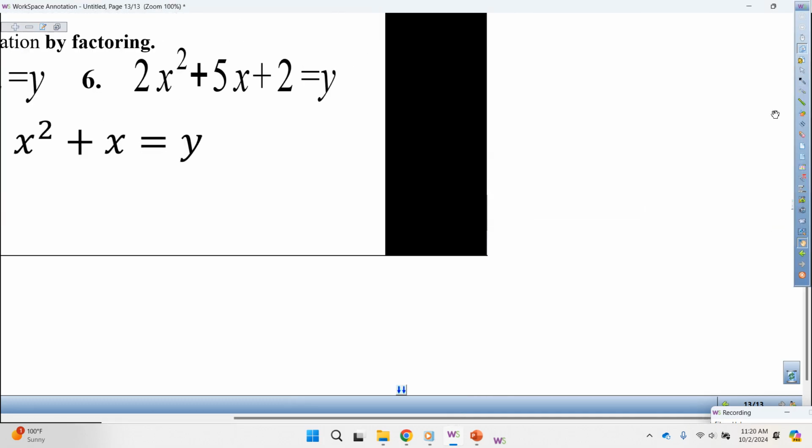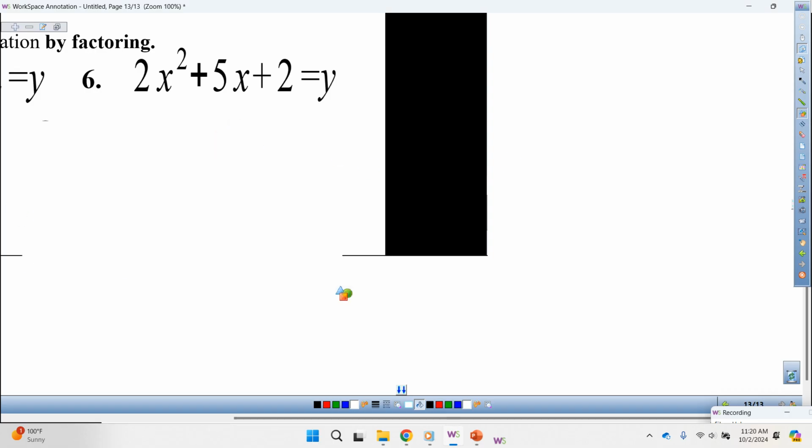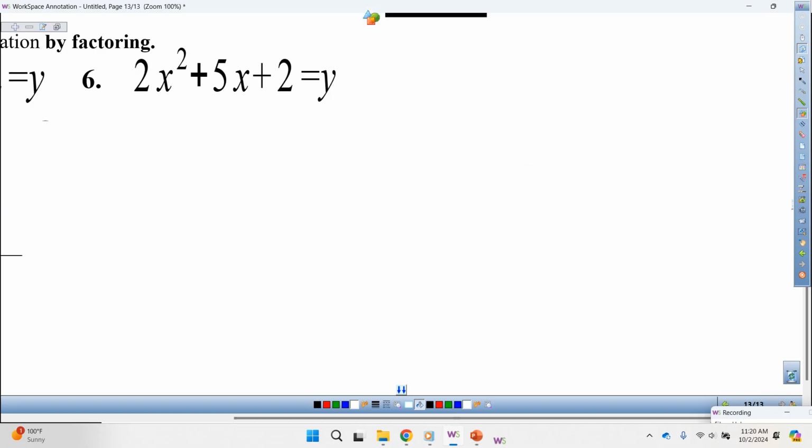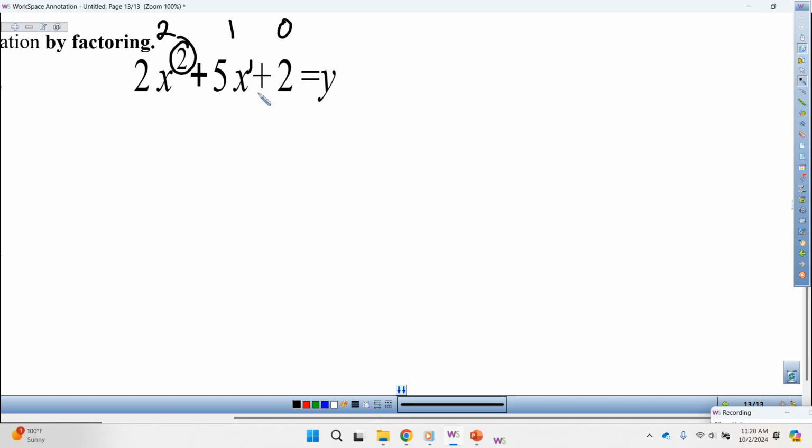So I'm going to start with number 6. If you did not go over this one by yourself, copy that one. Make sure you write it on your paper so we can do this one together. So we're going to solve this by factoring. Obviously, step 1 is we need to check to see if it's in standard form. Highest degree is this one, 2, 1, 0. For this side, it is in standard form.